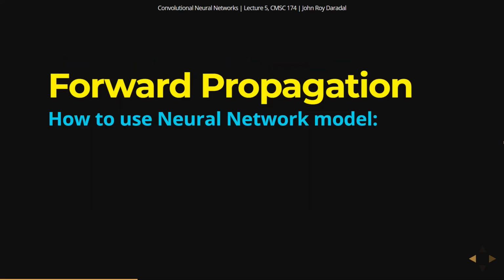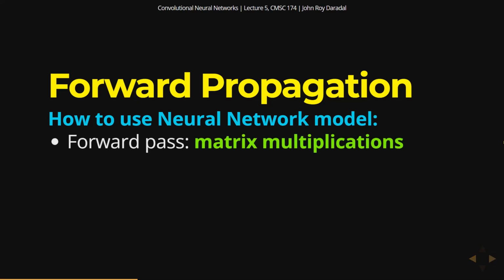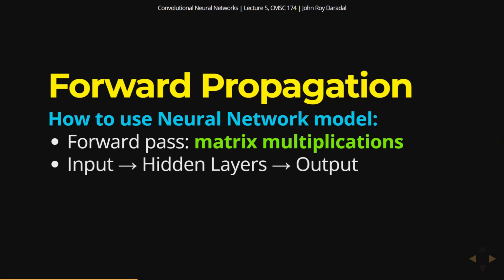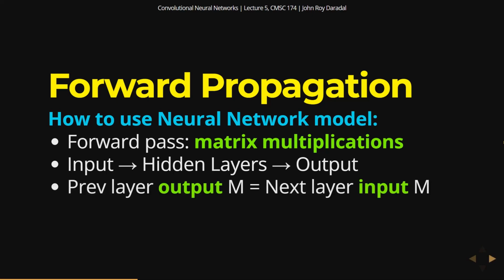Okay, now that we have the network model, assuming that we have a neural network model, how do we use it? Okay, so we call this step the forward propagation or the forward pass, and we do this using matrix multiplications. So we do matrix multiplications from the input layer to the different hidden layers all the way up to the output. Okay, so as we mentioned earlier, since they are connected, the previous layer's output matrix will become the next layer's input matrix. Okay, so we feed it forward.